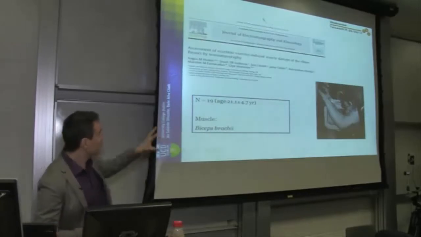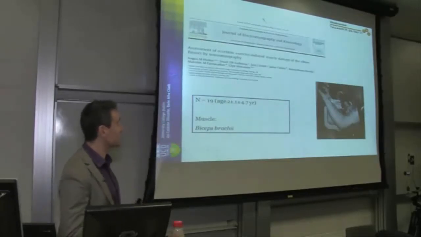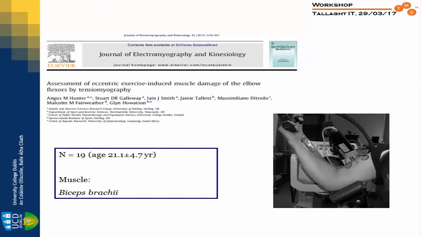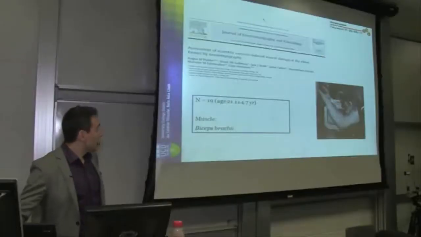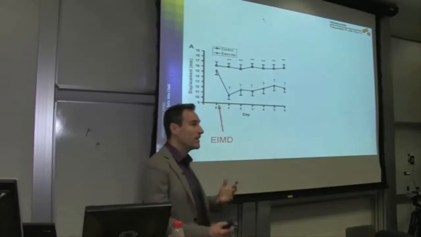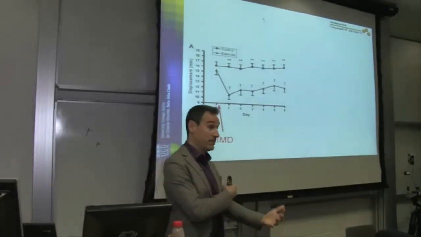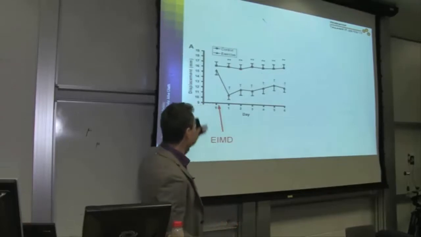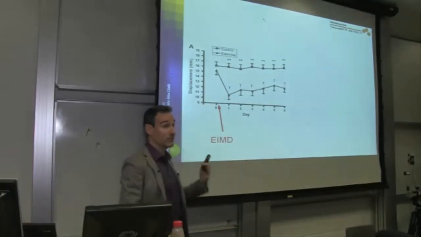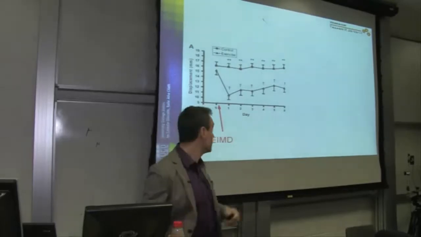The final study that has to do with validity is a study that we published in collaboration with the group at Stirling University in the UK. We looked at 19 young subjects. The muscle we examined was the biceps brachii. We measured both biceps brachii, with one of them being the control arm and the other one being, if you like, the intervention arm.